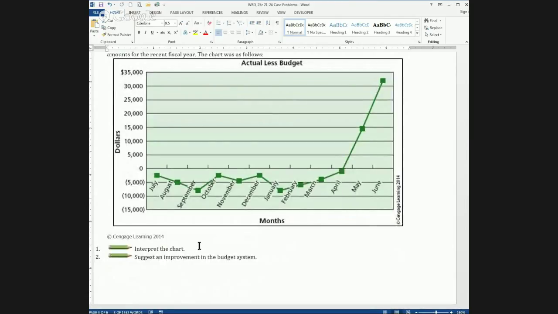Your job for number 2 or point 2 is to suggest an improvement in this particular budget system. A little bit of context. What is a budget supposed to do? It is supposed to help the entity attain its strategic goals. What kind of entity are we dealing with here?